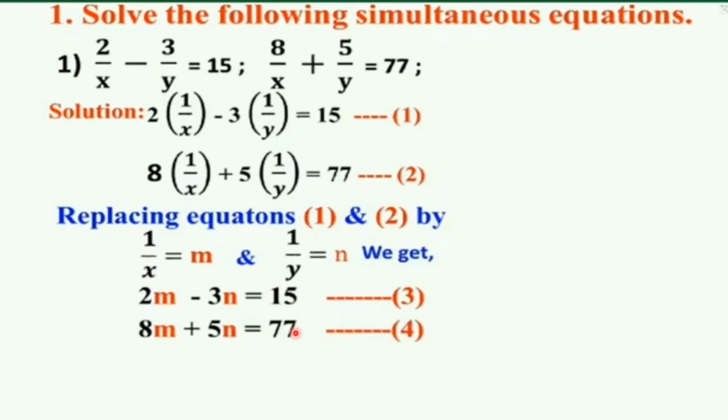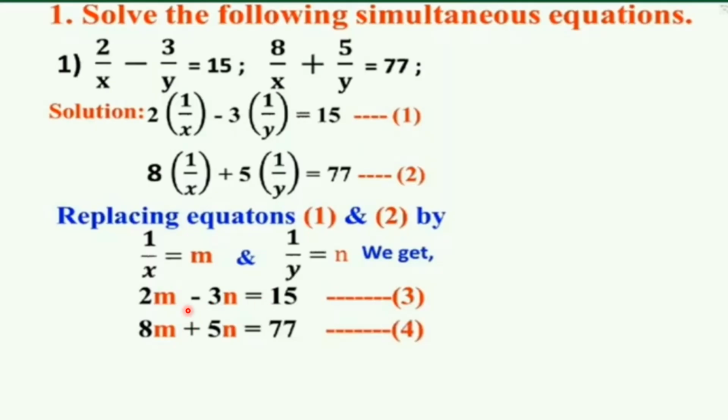Now the new equations I have got after replacing with the new variables, I will name them equation number 3 and equation number 4. Remember, these two equations are a pair of linear equations in two variables, that is m and n. Now I can solve it either by the elimination method, or even by adding the equations.